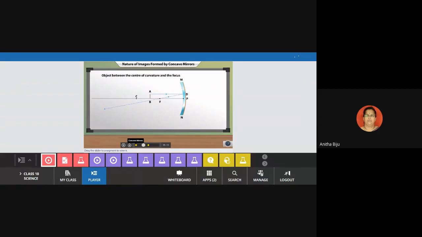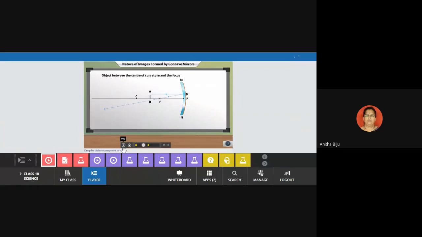The first ray used to form the image is a ray of light moving parallel to the principal axis, which after reflection passes through the focus. Means the reflected ray passes through the focus. This is the first ray.